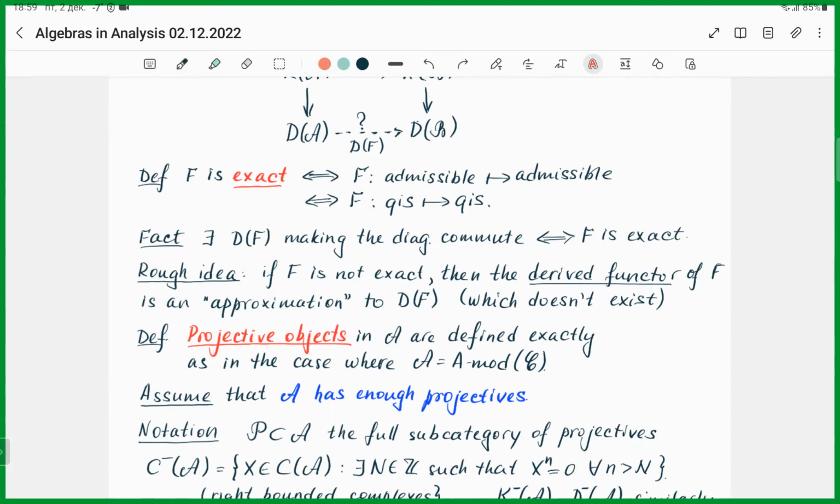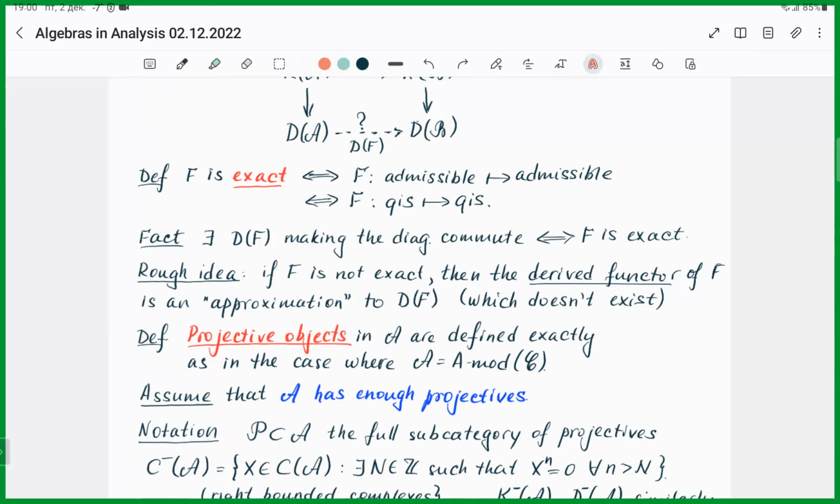So the key assumption we make here is that our category A has enough projectives. Projective objects. So far I didn't define projective objects, but the definition of a projective object in an arbitrary right exact category is exactly the same as in the category of topological A modules. So the Hom functor, where our object is in the first argument, should be exact. So it should take admissible sequences to exact sequences of abelian groups.